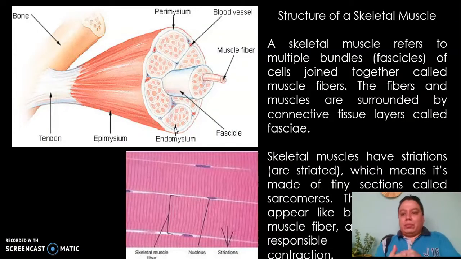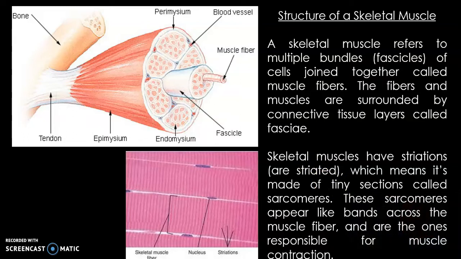Alright, so let me get out of the way. What is the structure of a skeletal muscle? A skeletal muscle refers to multiple bundles called fascicles. These groups over here are the fascicles, all right, of cells joined together called muscle fibers. So in here, this tiny string is a muscle fiber, okay.